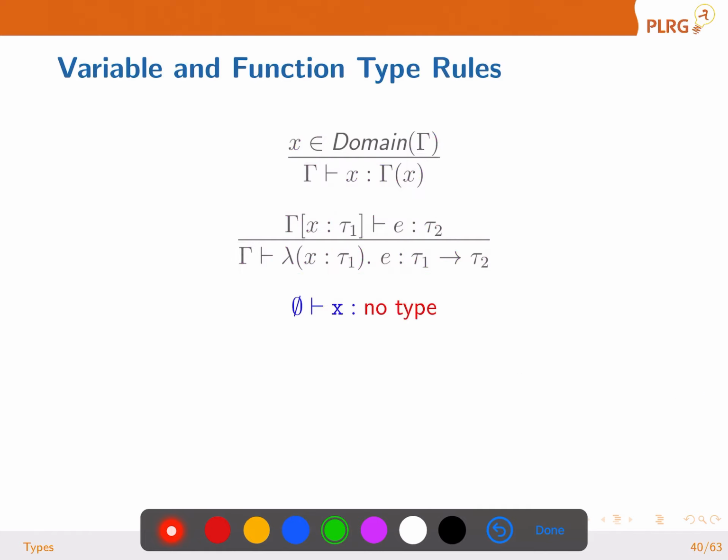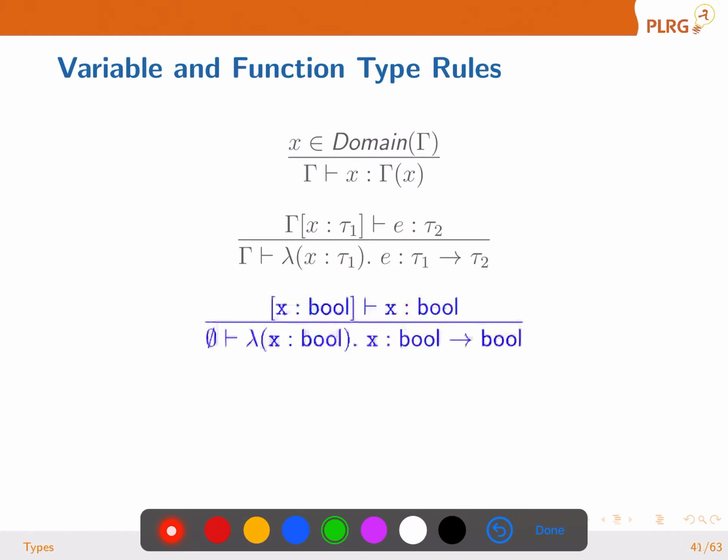Then, let's apply these rules to real code examples. X under empty type environment, what's the type of X? Oh, I know nothing about this name, so it's a type error. Okay? When we have this function expression, what's the type of this function expression?